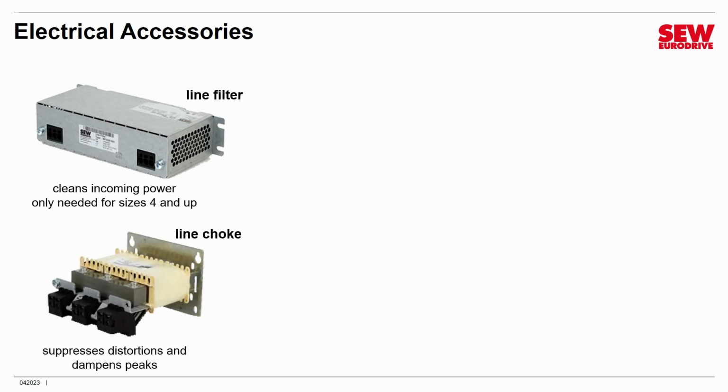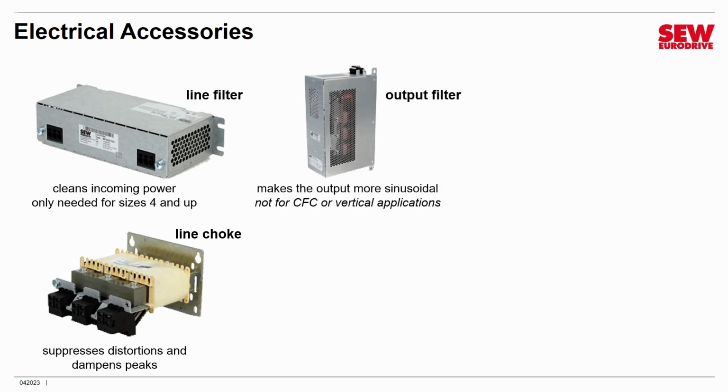We sell chokes, which can suppress distortions and peaks on power. We sell an output filter, which can kind of clean up the output to make it more sinusoidal. There is a little caveat there. You don't want to use it in vertical applications that are angled or things like hoists because it can reduce output current, which could cause something to fall or slide. Not a good idea. It's also not suitable if you're running the motor in what's called CFC mode.